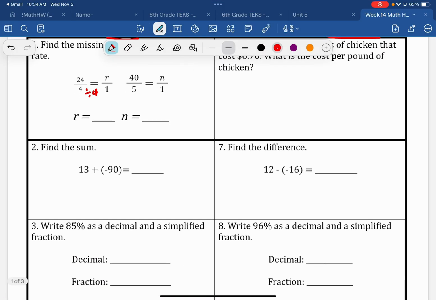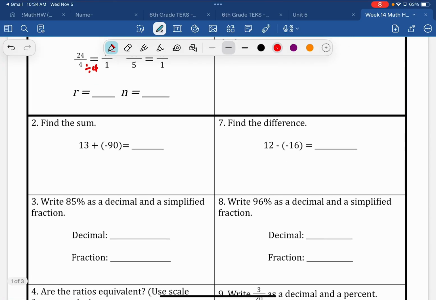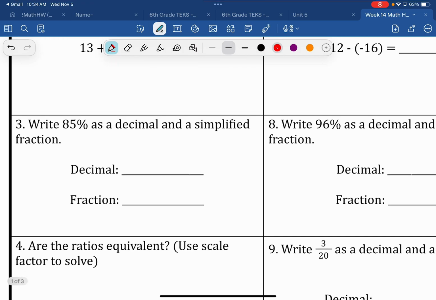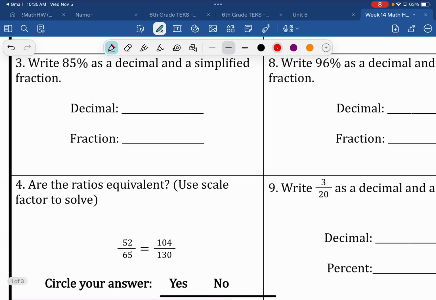Find the sum. 13 plus negative 90. So remember your song about integers. Number 3, write 85% as a decimal and a simplified fraction. Remember what we've learned about percents and decimals. We did that yesterday in class.